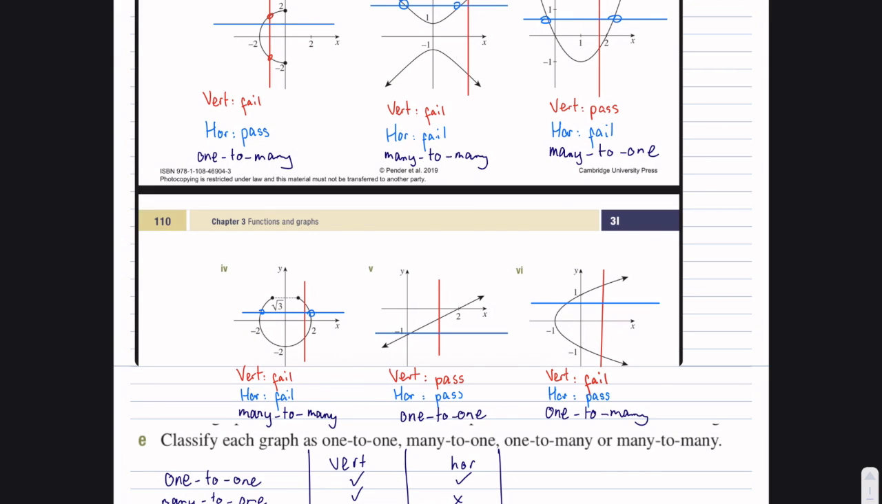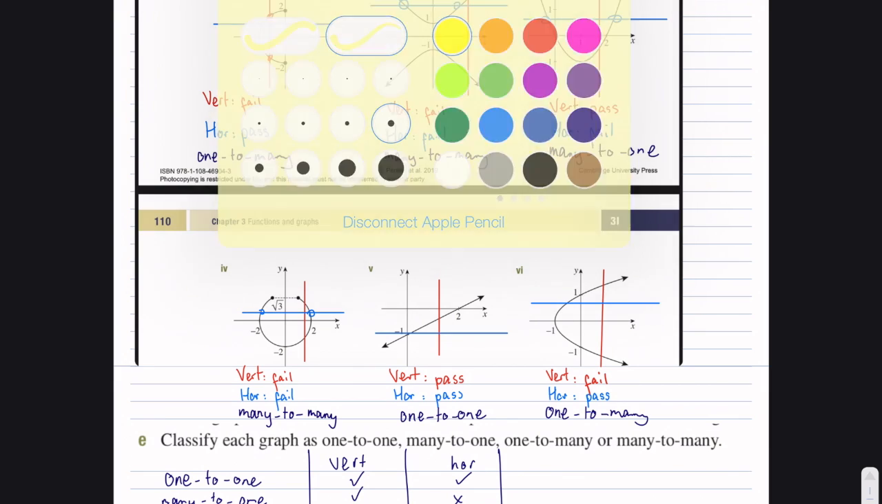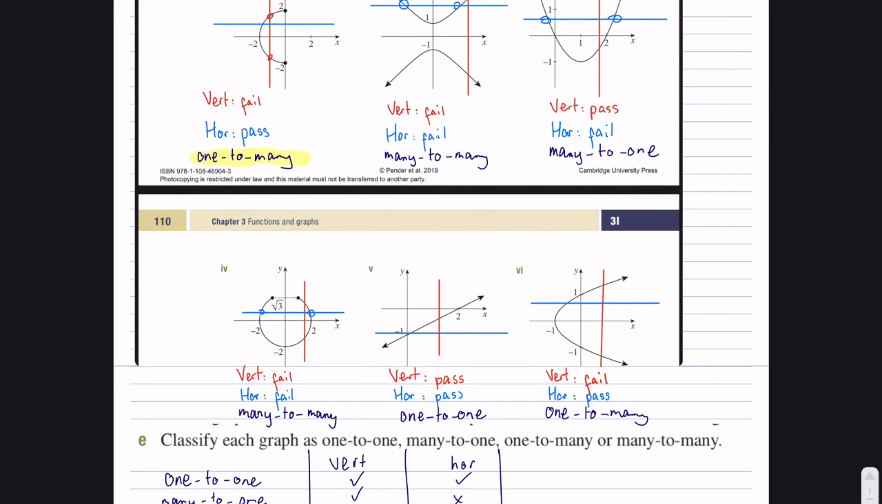Technically what that means is that, for example, if we were looking at 1 to many, that means one value of x can spit out many values of y. So that's why it fails the vertical line test, because the vertical line test is checking for one value of x and seeing if it spits out more than one value of y. Many to many, well then more than one value of x spits out more than one value of y. So one value of x can do two values of y, and one value of y can do two values of x.